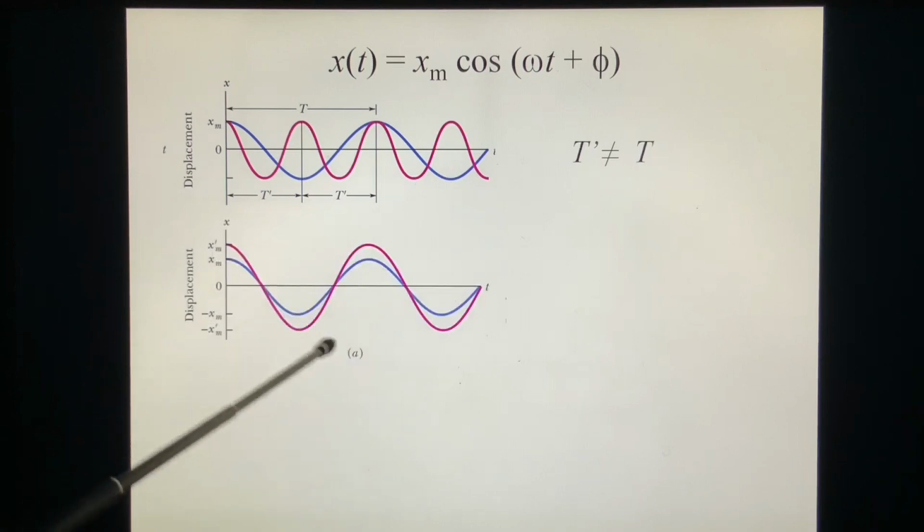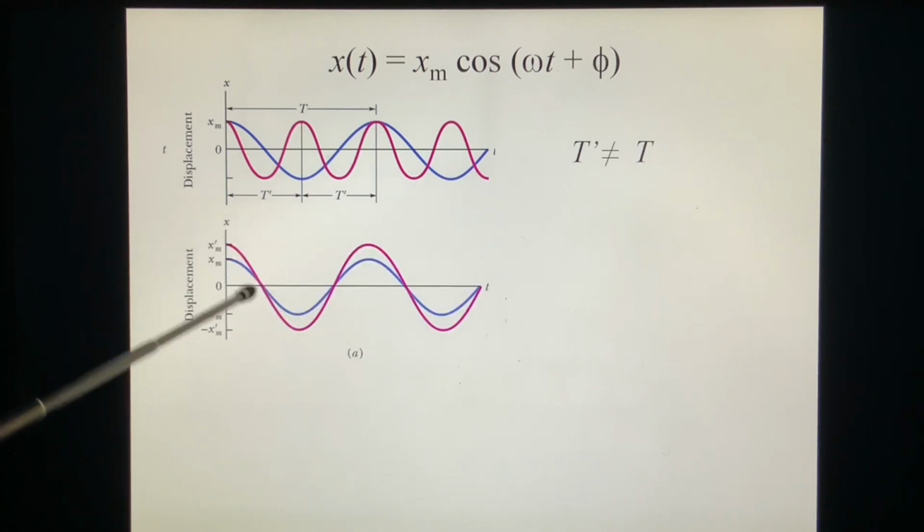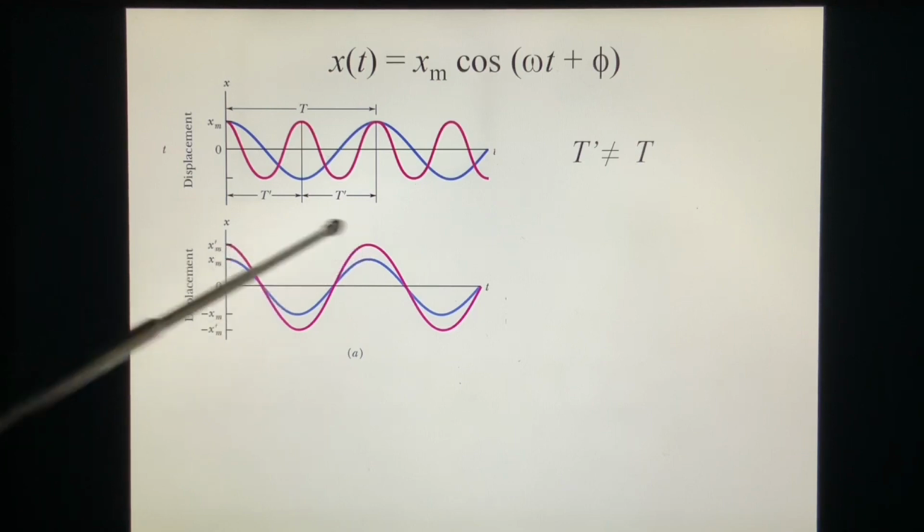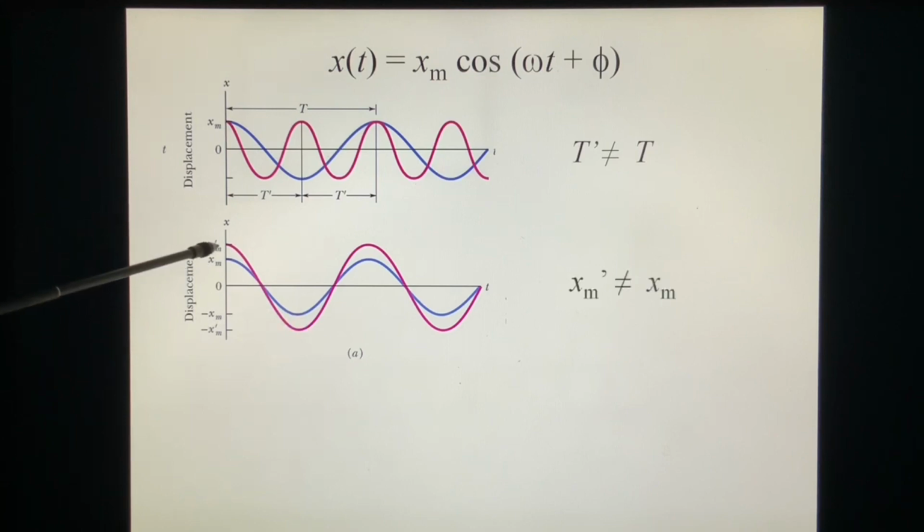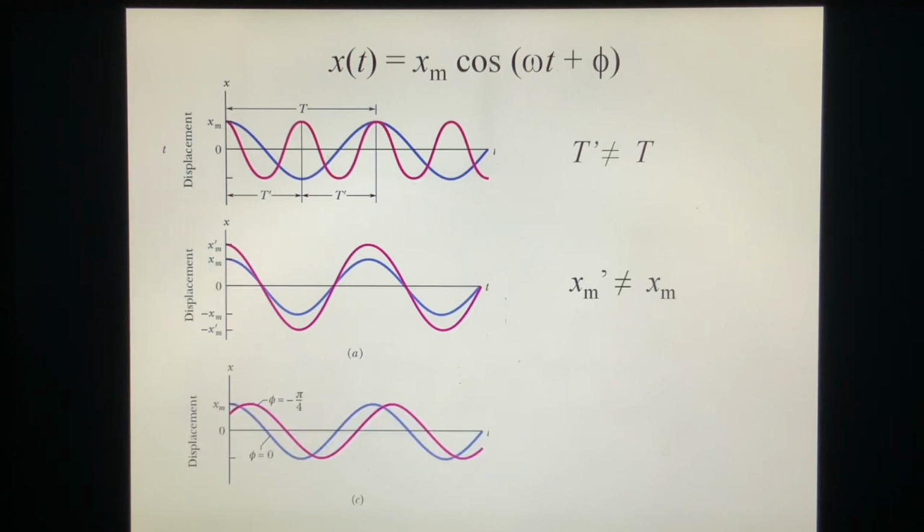For these two lines, you see, their periods are the same. Okay, maximum to maximum, minimum to minimum. But the amplitudes are different. Okay, this is xm, xm prime, they are different. Look at these two: they have the same period, same magnitude, but one is shifted a little bit horizontally because of phi. So the initial phase is different.